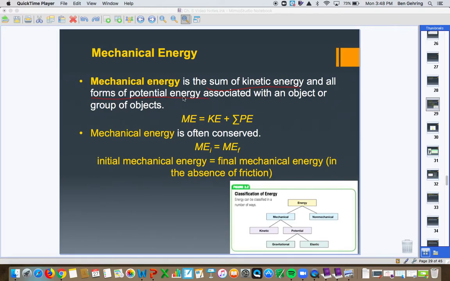So mechanical energy is the sum of your kinetic and potential. Mechanical is kinetic plus potential. And when we're talking about conservation, that means your initial mechanical has to equal your final mechanical, which we're going to work on here shortly. Your two types are kinetic and potential, shown down here. Non-mechanical is going to be things like friction. And you have different forms of potential, such as gravitational, elastic, chemical potential, things like that, which are all forms of potential energy.